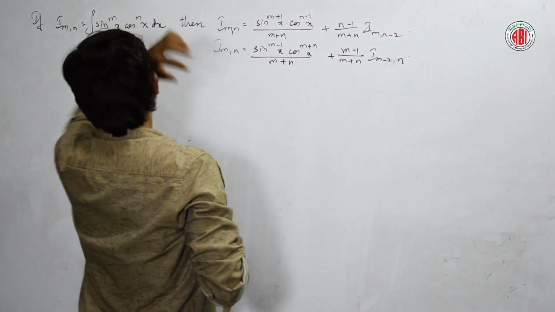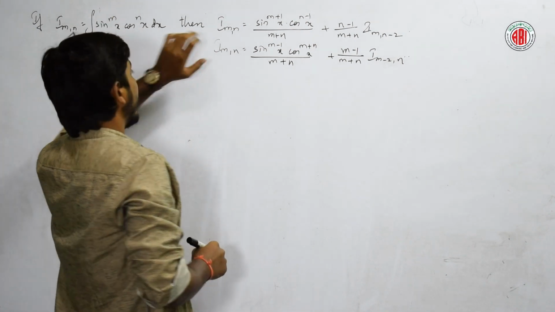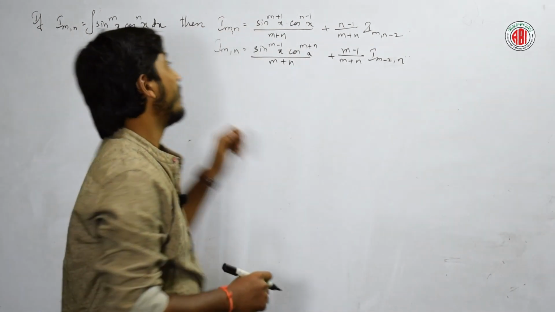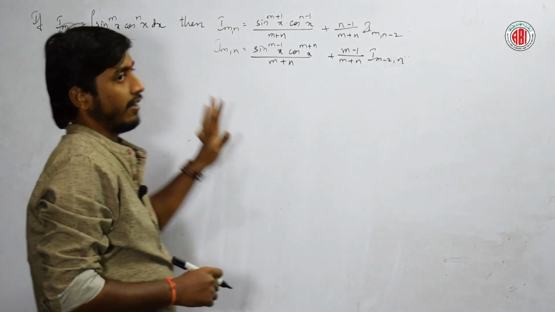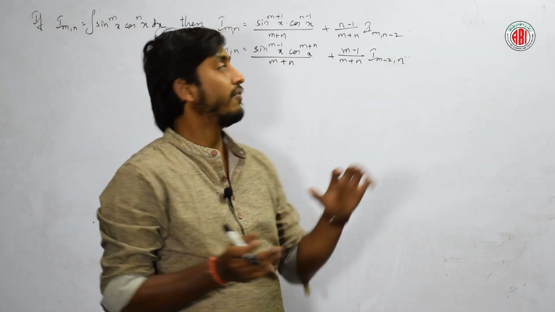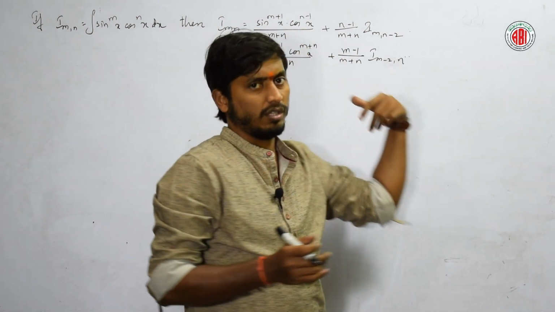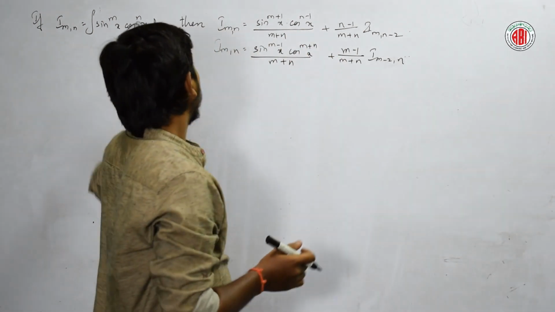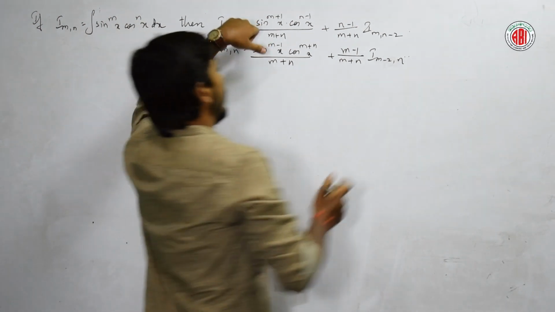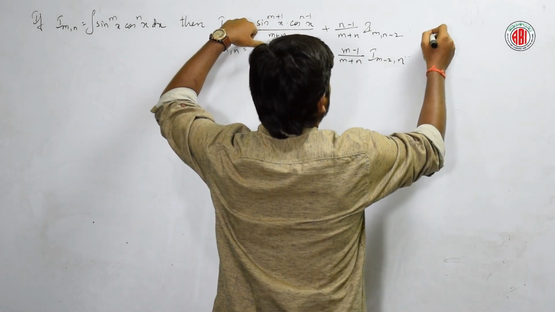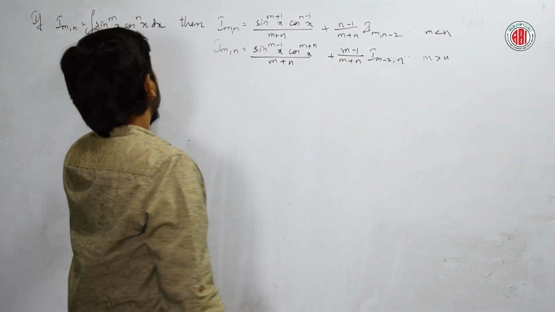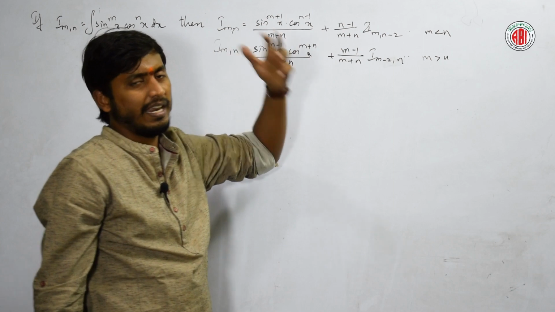Here he gave I_mn is equal to integral sin^m x cos^n x dx. I_mn, that is not just m or just n. Here m indicates the power of sine, n indicates the power of cos. So, based on the variation between m and n, we can use both the formulas. We will get both if we derive. But if m is greater than n, we are going to use this formula. If m is less than n, we are going to use this formula. Is it clear? So, let us derive one of the formulas and you can easily understand the other.